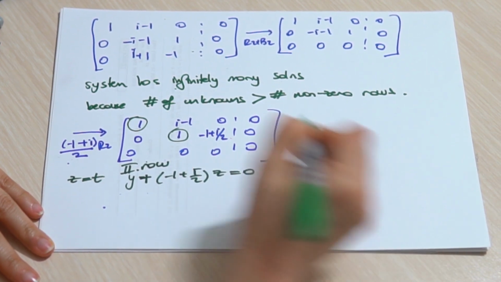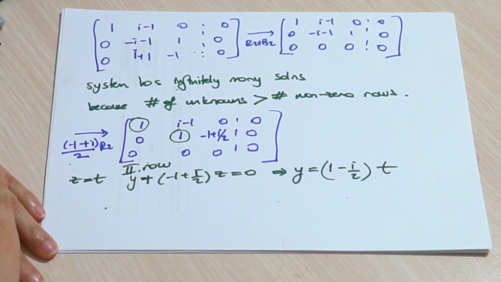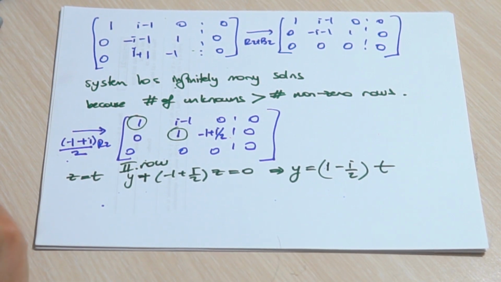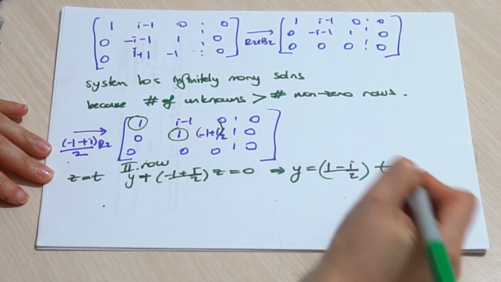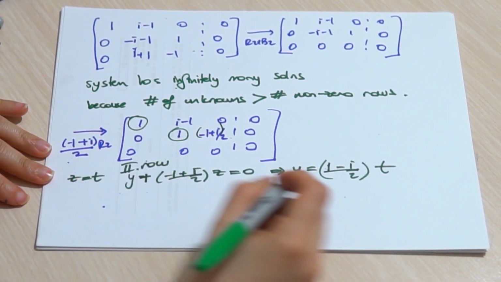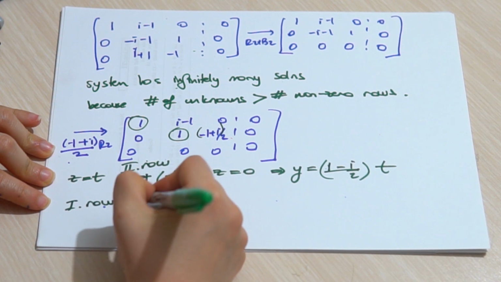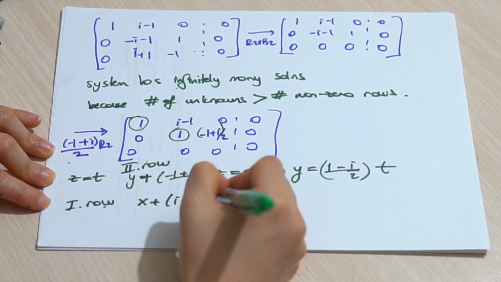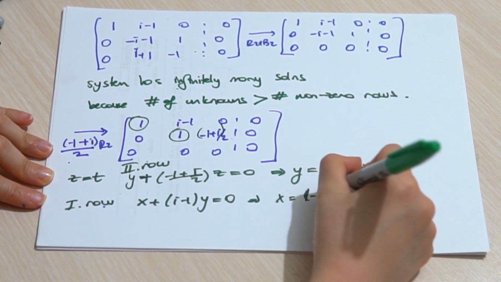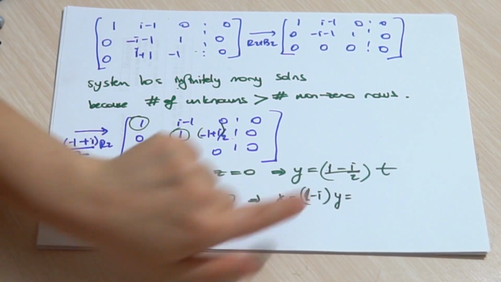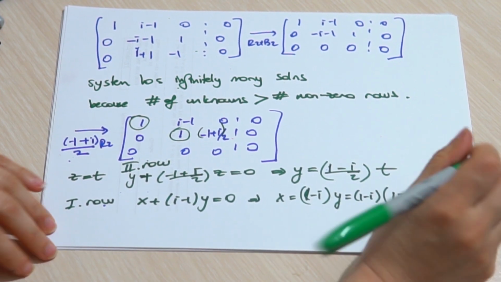So y is equal to 1 minus i over 2 t. The first row gives us x plus (i minus 1) y is equal to 0. So x is equal to (1 minus i) times y. And we know that y is equal to (1 minus i) over 2 t, so x is equal to (1 minus i) times (1 minus i) over 2 t.